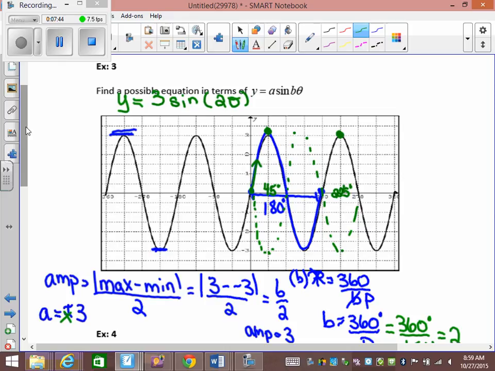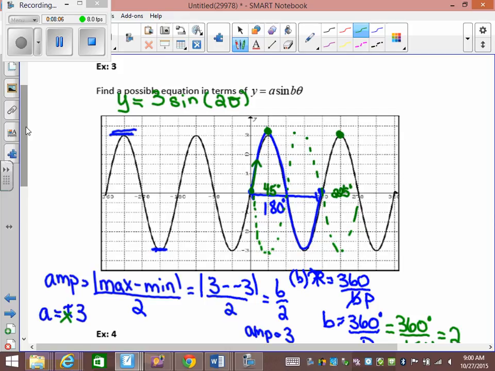Now, what's the great thing about these? You can check it on your calculator. Make your x min be negative 360. Make your x max be 360. Make your x scale go up by 45. Make your maximum for y be 4. Make your minimum for y be negative 4. Make them go up by 0.5, right?